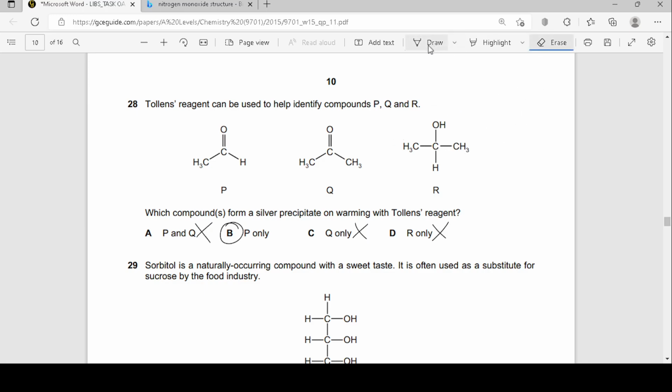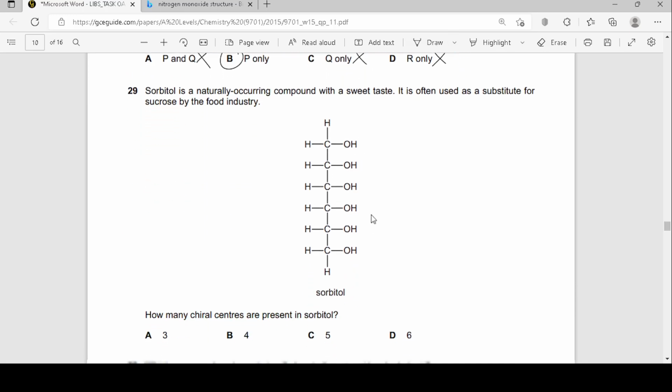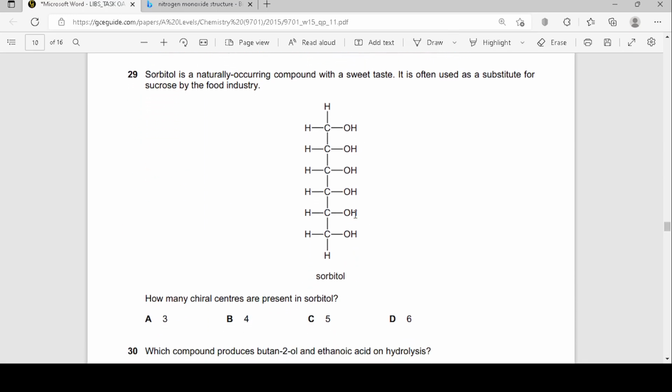So that's stupid. Anyways, the answer is B. Alright. Next question. Sorbitol is a naturally occurring compound with sweet taste. Awesome. I've actually read the name sorbitol on some food packaging or sweets packaging. I've read the name before. It is often used as a substitute for sucrose by the food industry.